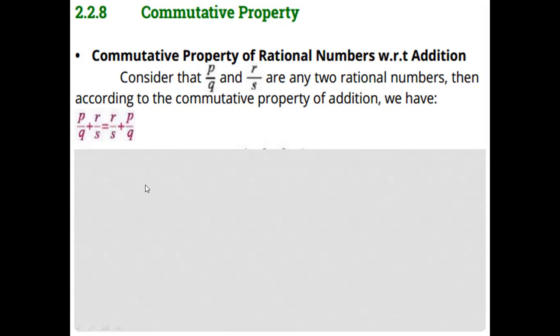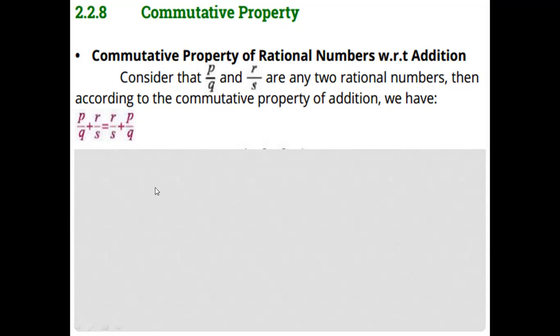So for this property, you are given two parts in your exercise 2.3. Question number 4, first part and second part. One part I'll solve here and the second part you will do by yourself.